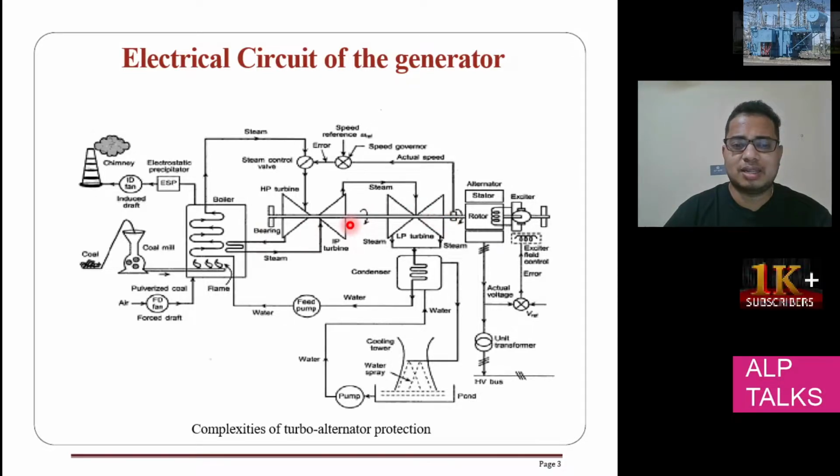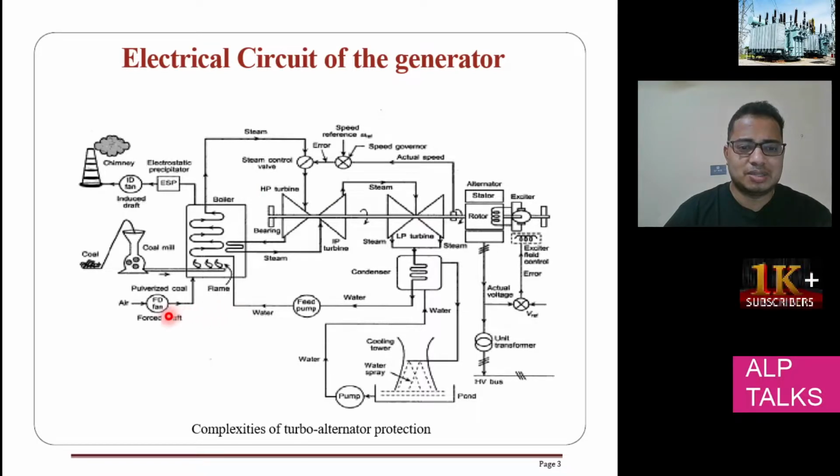We create the rotating motion through the turbine. Here you can see the high pressure turbine and the low pressure turbine, and this is the turbine setup. Now see how steam is generated. On the right side, we take the coal and burn it in the boiler. We send air and pulverized coal, using a forced draft fan. The coal gets burnt, and with that heat the cool water flowing through gets heated and converted into steam, which is fed to the high pressure turbine.